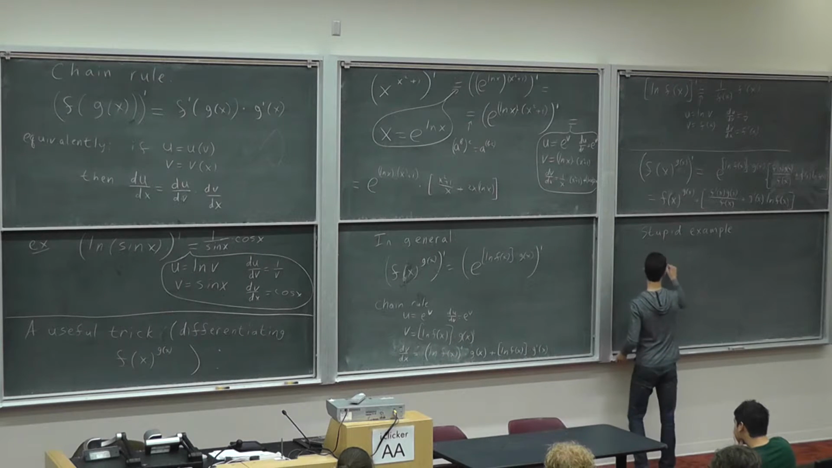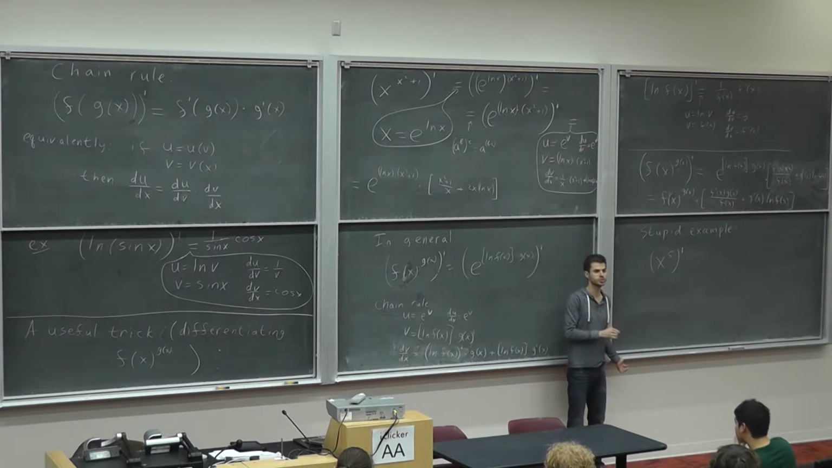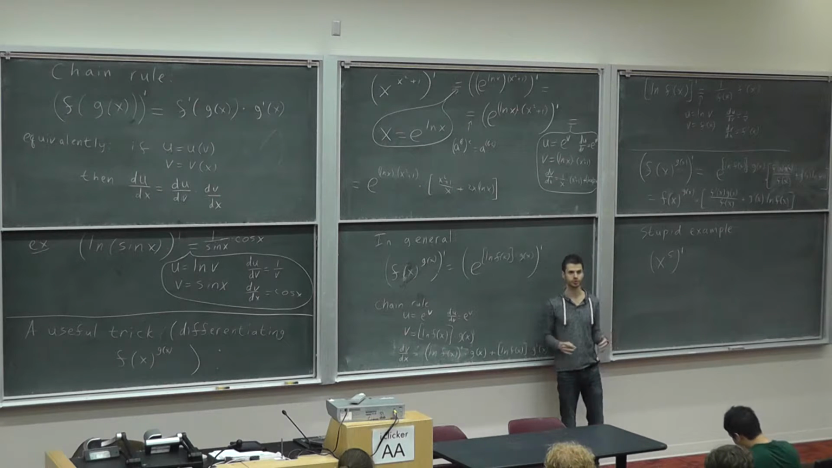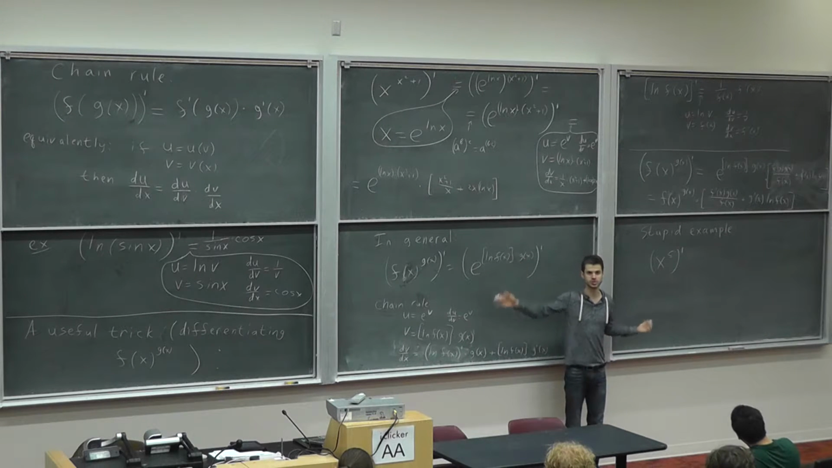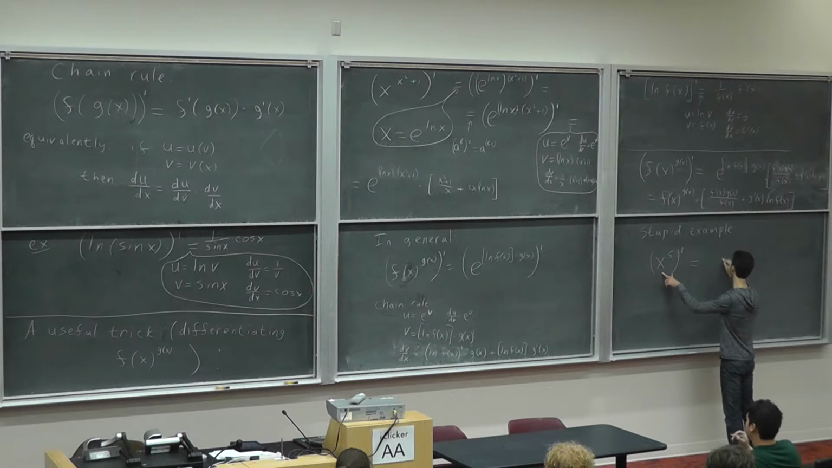So for example, let's find the derivative of x to the power 5, but not using the usual method, not just saying that it's 5 times x to the power 4, but using this trick. Should be rather easy. What is x? Well, it's e to the power 1x.